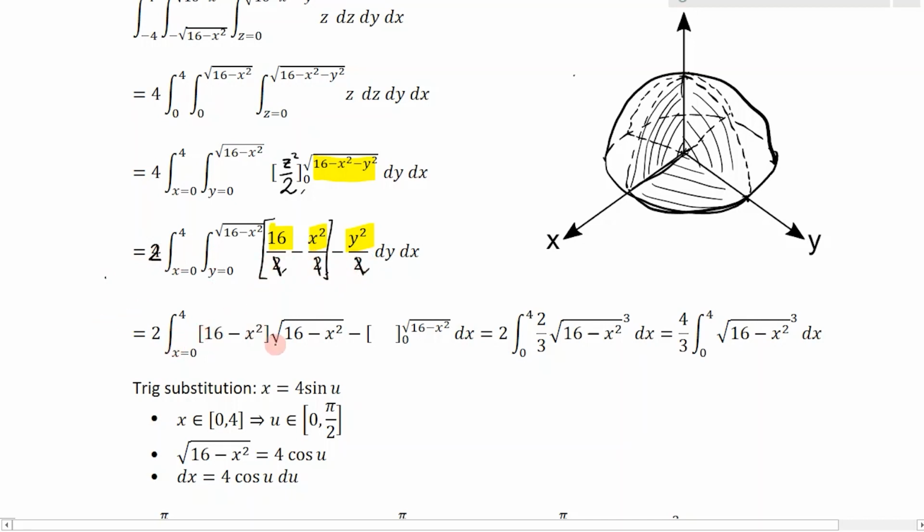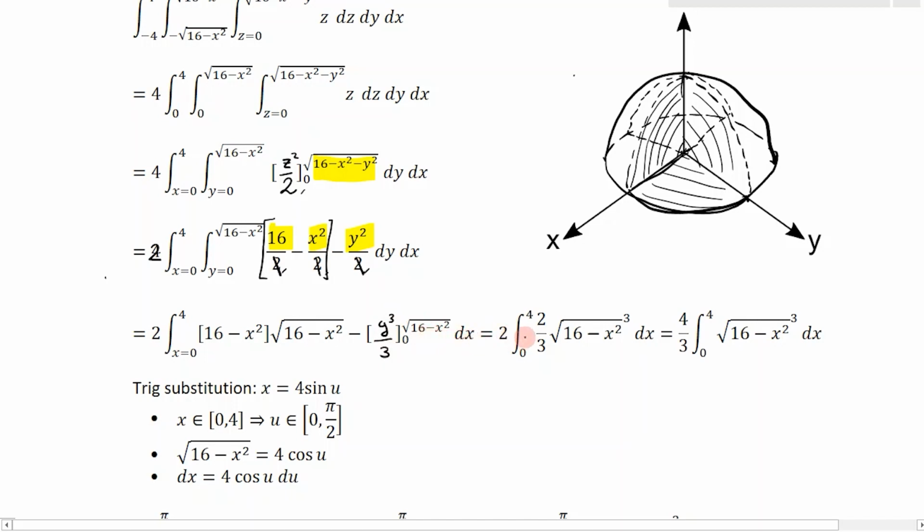Then I integrated over y, so this guy is a constant, so I get this times this. So these two brackets are these two brackets. And then minus antiderivative of y squared would be y cubed over 3 between the endpoints.